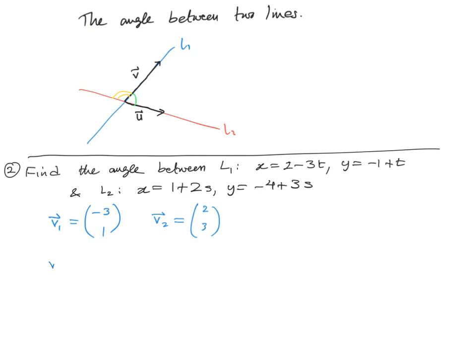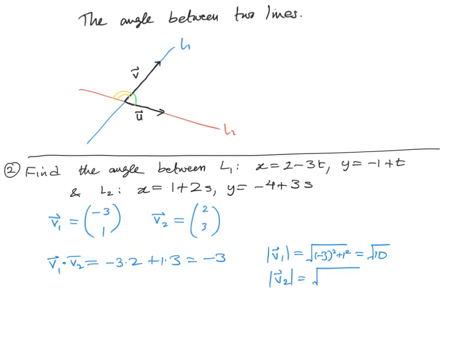So first I do v1 dot v2, and the dot product is going to be negative 3 times 2 plus 1 times 3, so it's negative 6 plus 3, which is negative 3. And then I need the magnitude of v1, which is the square root of negative 3 squared plus 1 squared, which is root 10. And then the magnitude of v2 is another one I need. Square root of 2 squared plus 3 squared, which is going to be square root 13.